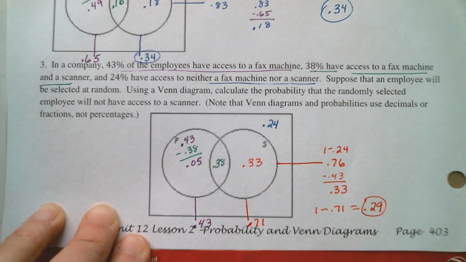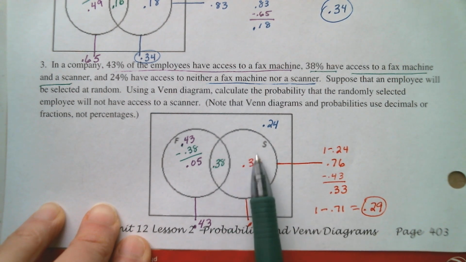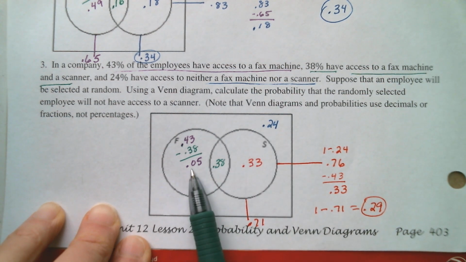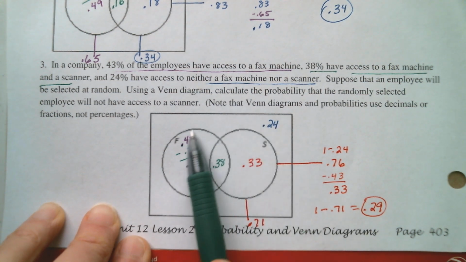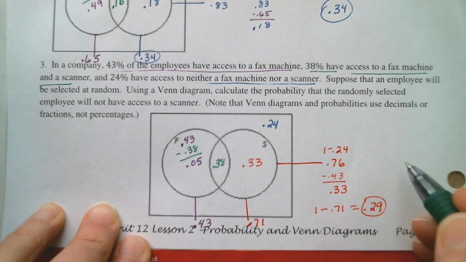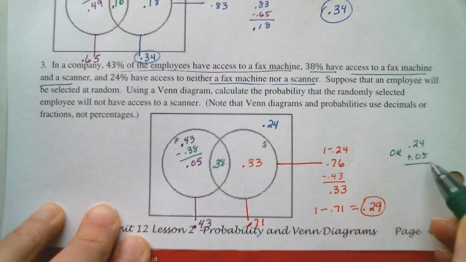There are other ways of getting that, of course. If we're looking for the probability of not having access to a scanner, it would be everything outside of this. So we had the 0.24, and we also had the 0.05 there, right? So that would be outside of circle S. And we just add those two together: 0.24 plus 0.05 gives us the 0.29.